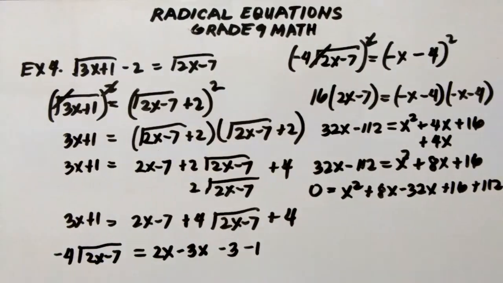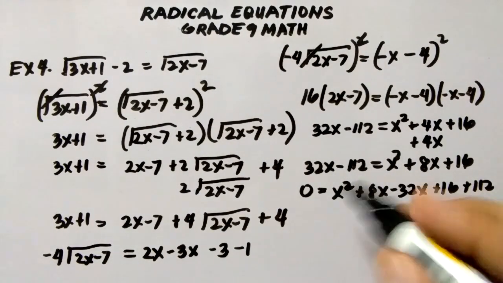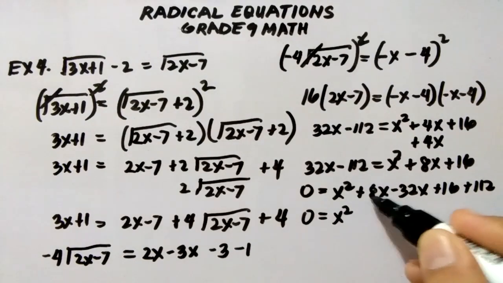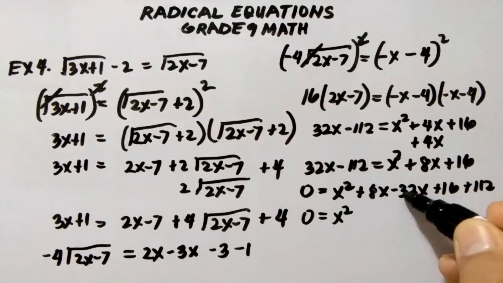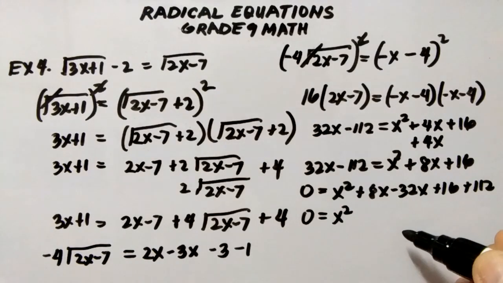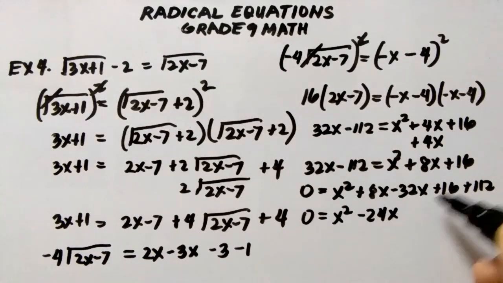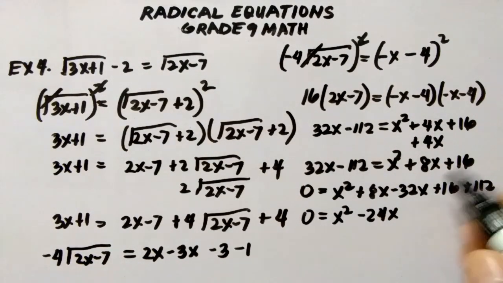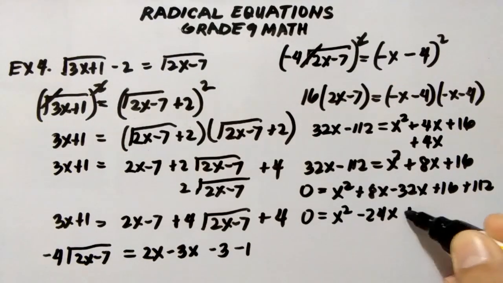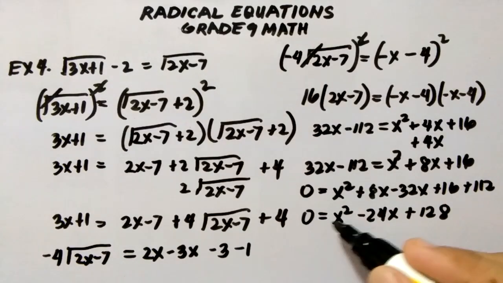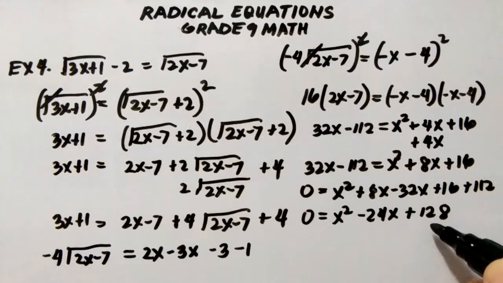Okay, so hindi na po nakita. Urong lang natin. Yan. Okay, so we have 0 is equals to, we have x squared. Then, combine po natin itong like terms. So, 8 minus 32, that is negative 24. So, we have x. Then, i-add po natin 16 plus 16 plus 112, that is 128. So, plus 128. So, meron na po tayong equation. 0 is equals to x squared minus 24x plus 128.